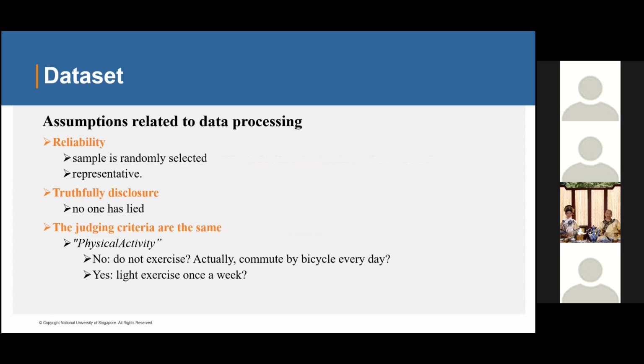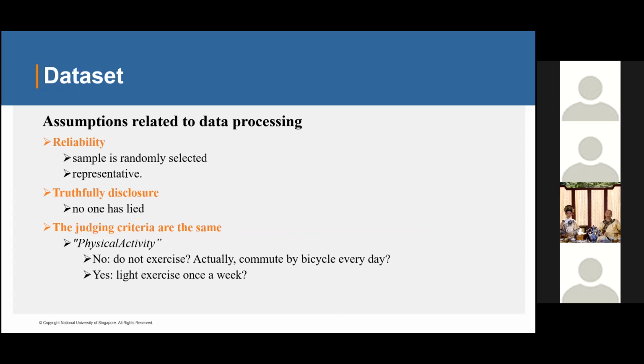Here are some key assumptions we've made for the dataset. Firstly, the most important assumption in data processing is that the dataset is reliable, which means that the sample is randomly selected, so the data are representative. Secondly, we assume the people surveyed have truthfully disclosed their data, and no one has lied. For example, some people had the habit of smoking because of vanity.